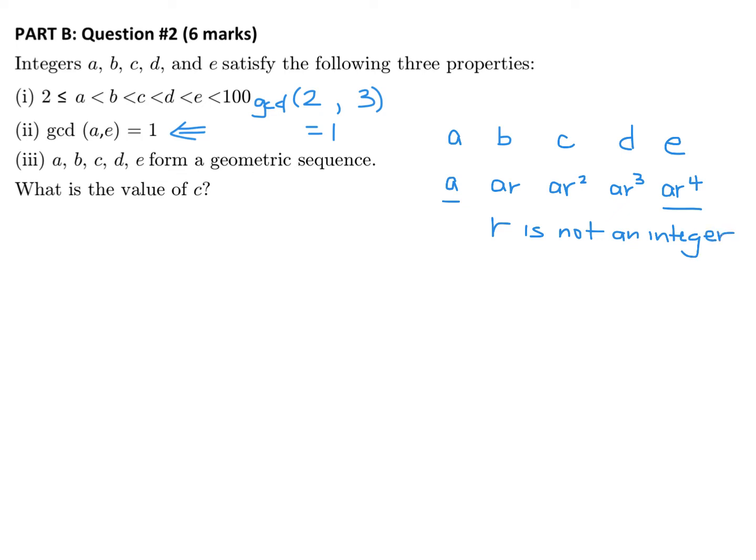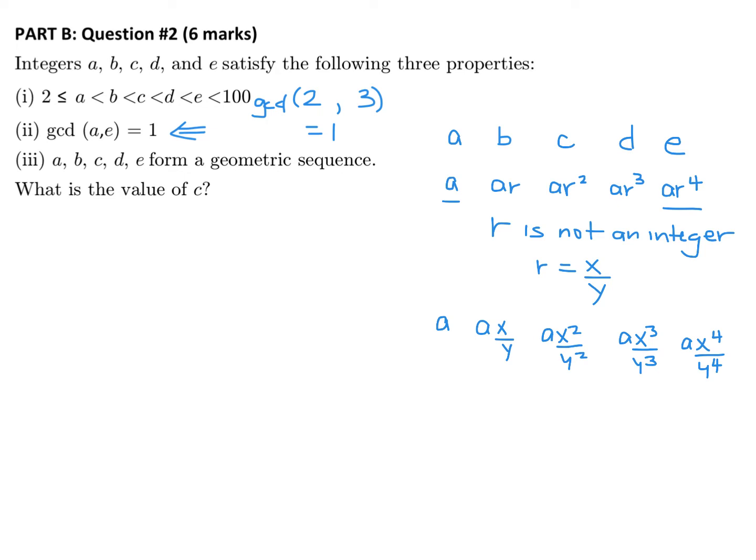So if it's not an integer, I don't know what it is, but let's just say it's a fraction. Let's call it x over y. Okay, so with that, now this becomes Ax over y, Ax squared over y squared, and for B, C, D up there, Ax to the power of 3 over y to the power of 3, Ax to the power of 4 over y to the power of 4. Okay? All right.